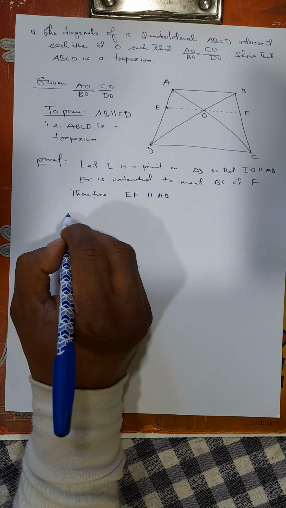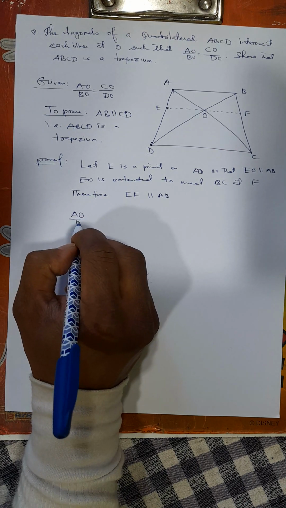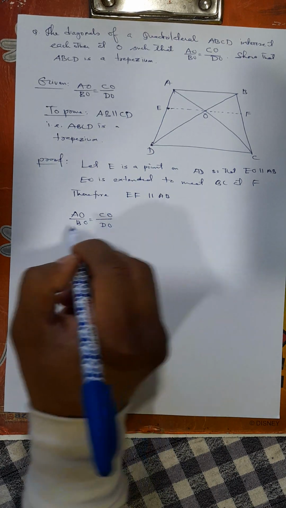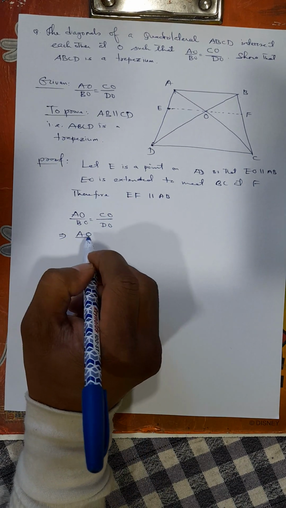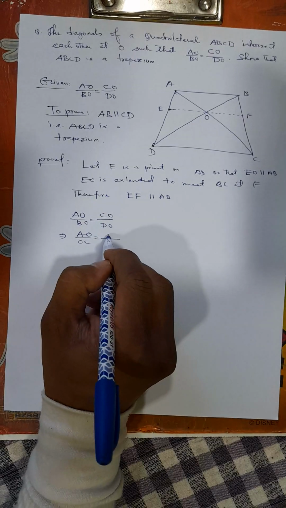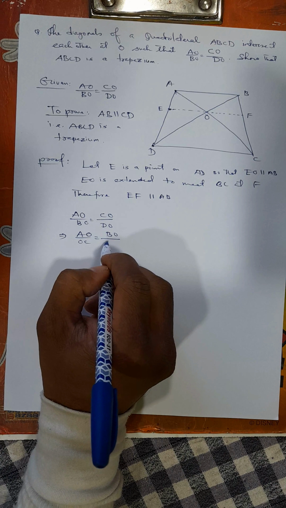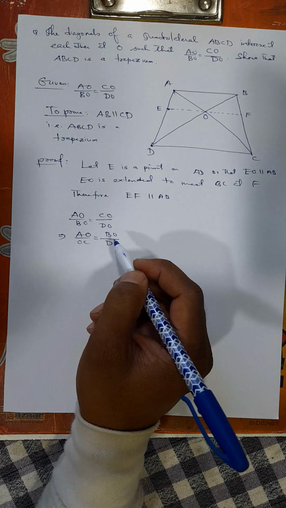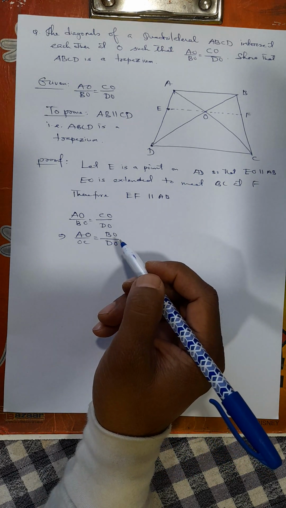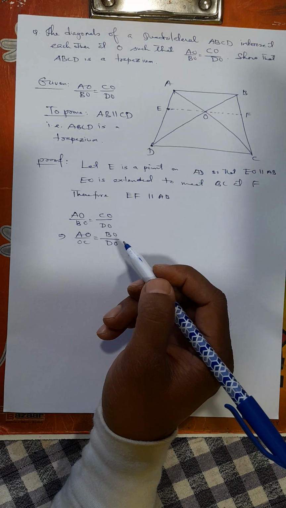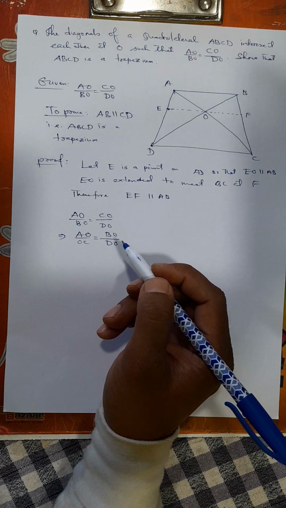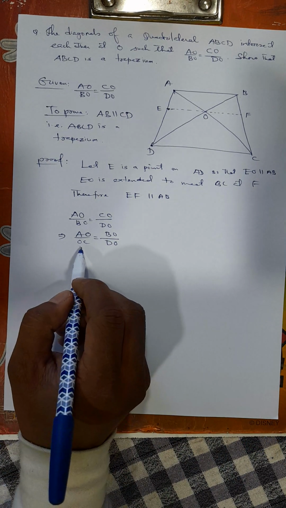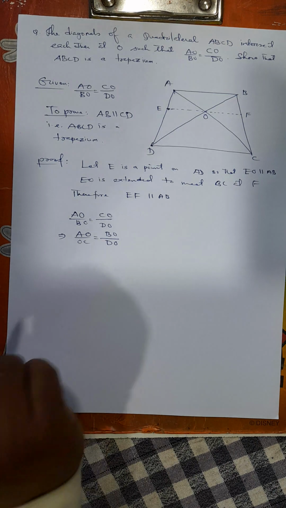Now, AO by BO equals CO by DO. This you can write as AO by OC equals BO by DO, exchanging the middle terms here, right? This will remain the same. This is also known as alternando. In ratio and proportion, you studied this property. This is called alternando. So AO by OC equals BO by OD.